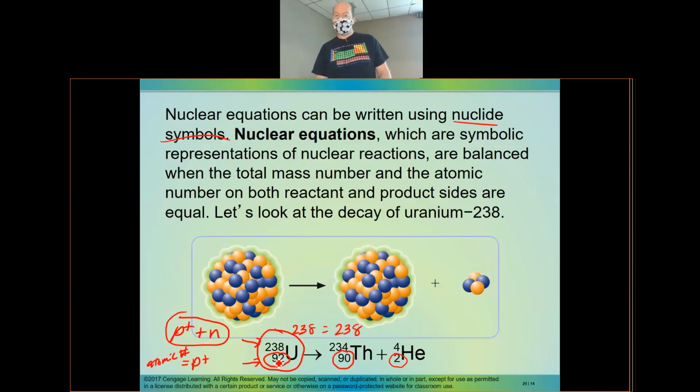On bottom, you have your protons. The protons have to be the same on the left and right. Your neutrons have to be the same on the left and right. Your protons here is 92, so 92 is equal to 90 plus 2. You've got 92 protons on both sides. So to balance a nuclear reaction, it's simply that the numbers on top on both sides of the equation have to be the same, and the numbers on bottom have to be the same, the number of protons and neutrons on both sides.